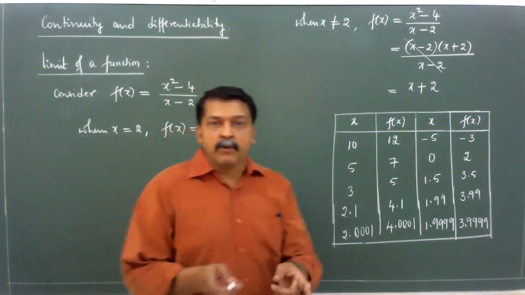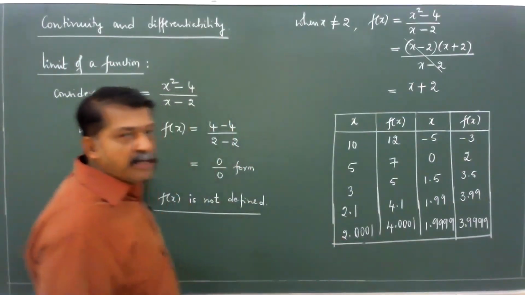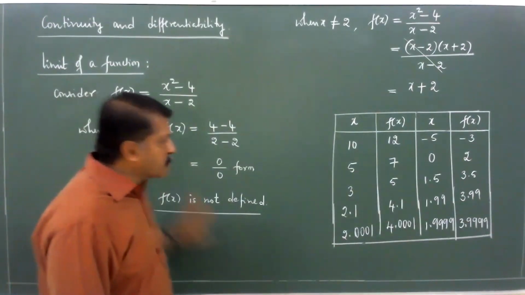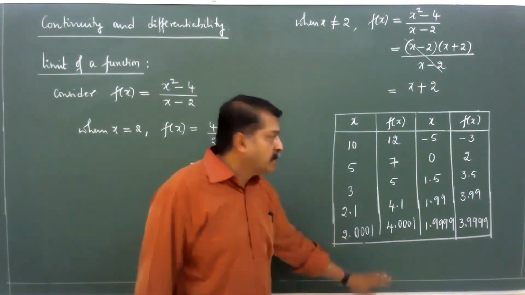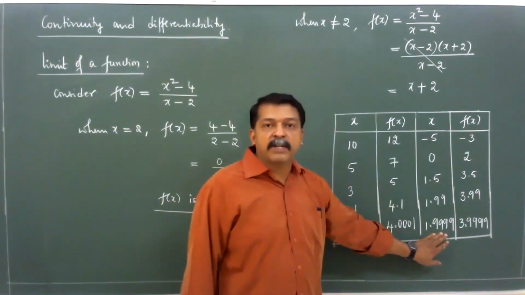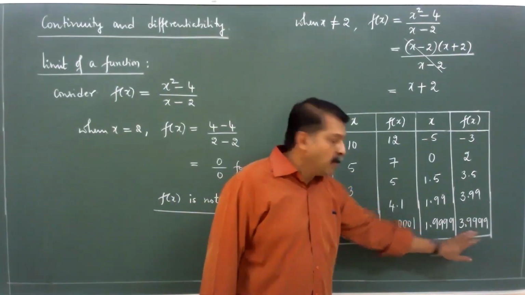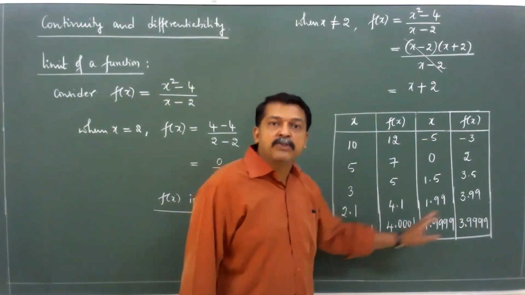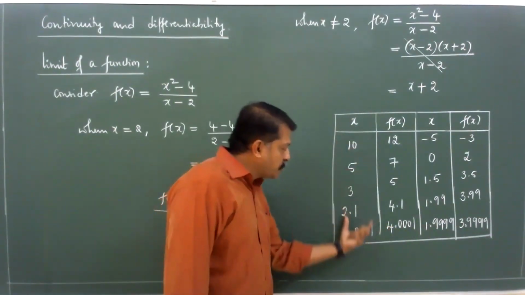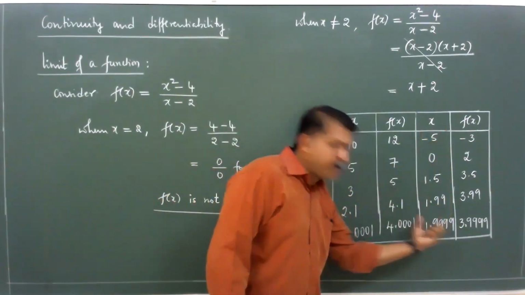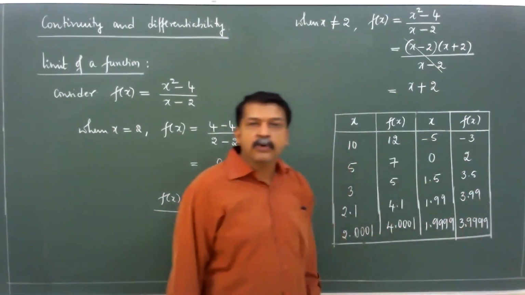What do you mean by neighborhood? Slightly more than, slightly lesser than the reference point. Here the reference point is 2. Slightly more than 2, the function takes a value which is almost equal to 4. Slightly lesser than 2, the function again takes a value which is almost equal to 4. 3.999, 4.0001 is almost equal to 4. So we can say this: as and when x approaches 2, f of x is taking a value close to 4.